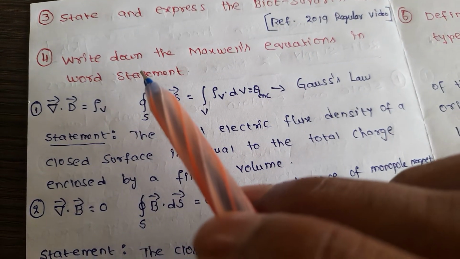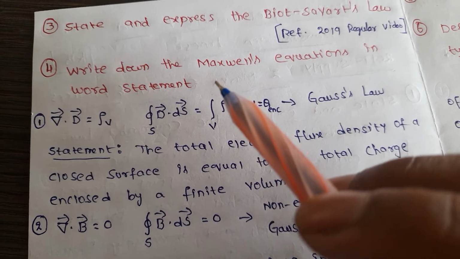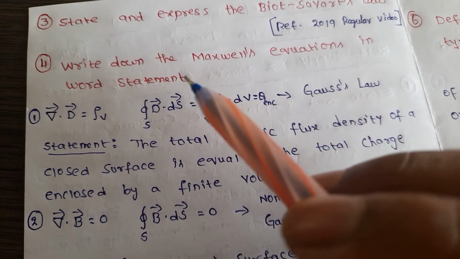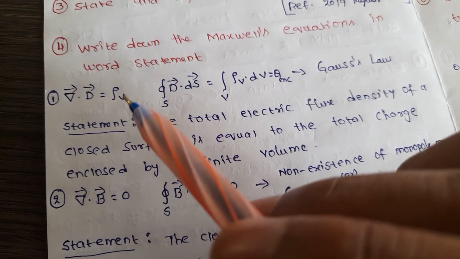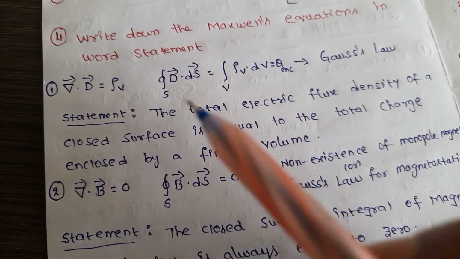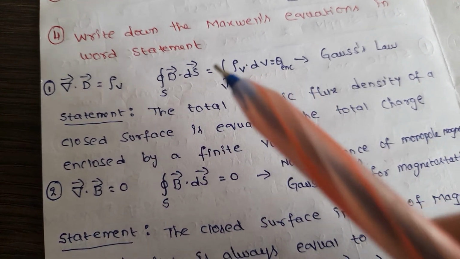Now coming back to the next question, write down Maxwell's equations in words. It is given for 2 marks, but we have to write the 4 Maxwell's equations in words. See, this is the first Maxwell equation in point form and in integral form. I am going to write the statement by considering the integral form.